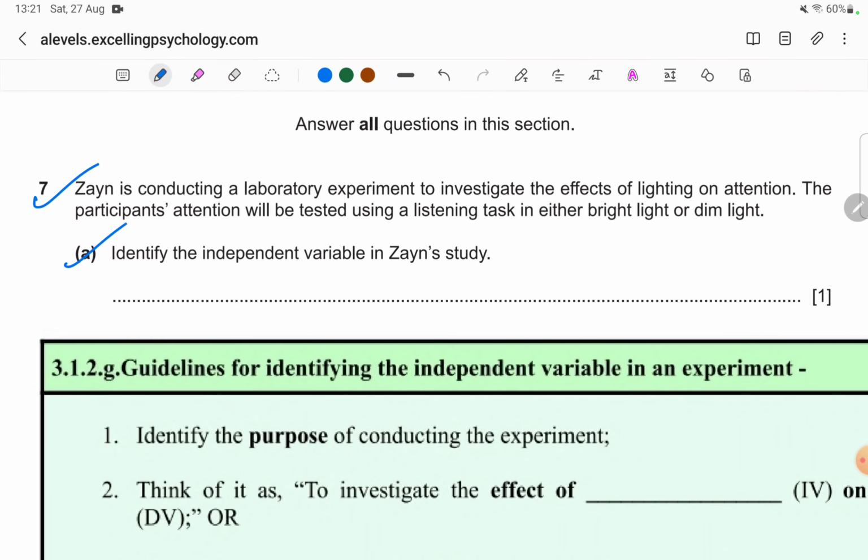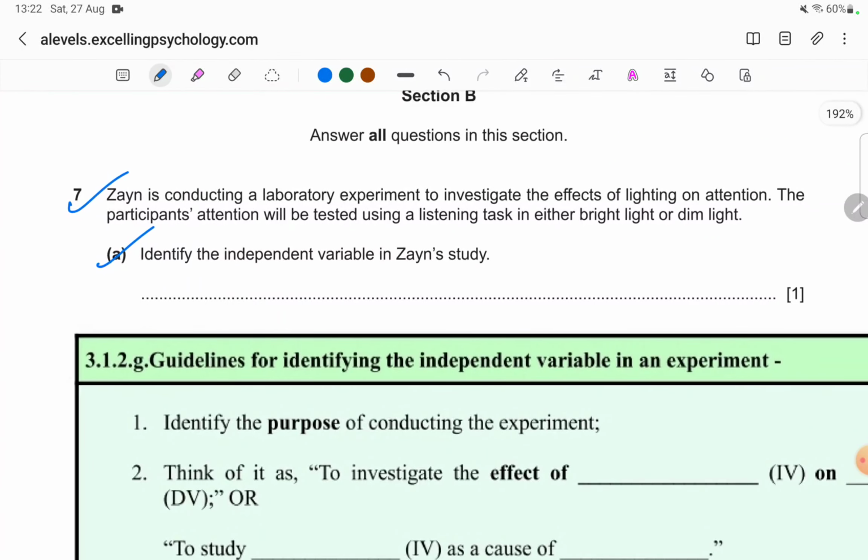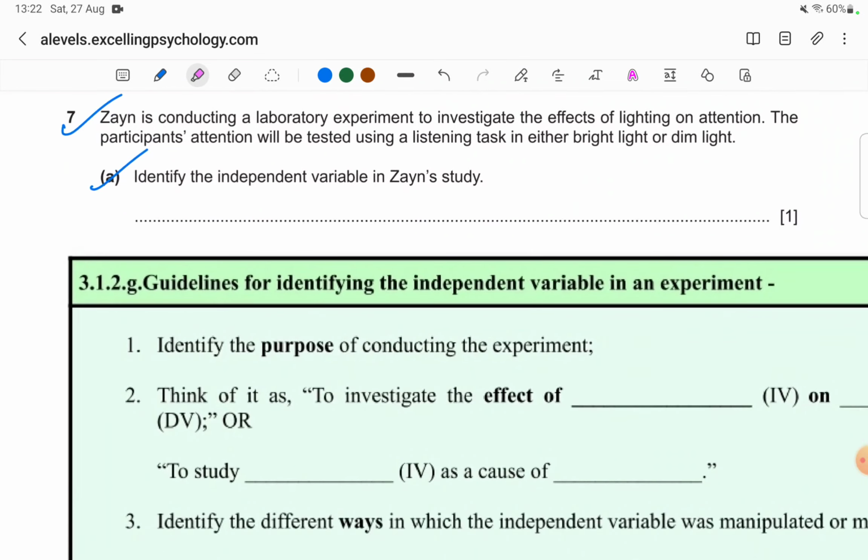Question number is 7A. T is conducting a laboratory experiment to investigate the effects of lighting on attention. The participants' attention will be tested using a listening task in either bright light or dim light. Okay, we as always have to identify the independent variable, and somehow the space given here is lesser than before.